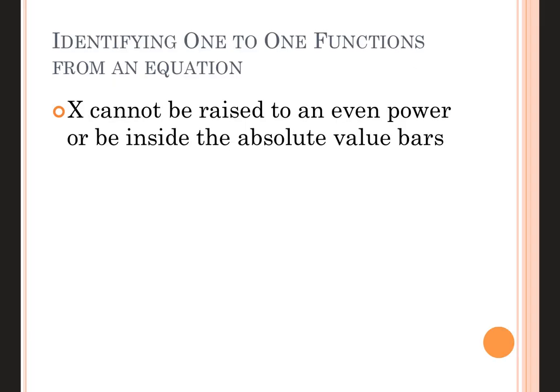All right, the last thing is finding if it's one-to-one from an equation. So I think we flipped everything involving the x and y with functions. In a function, we say that the y can't be raised to an even power or be in an absolute value. Now we're saying the x can't be raised to an even power or be inside absolute value.